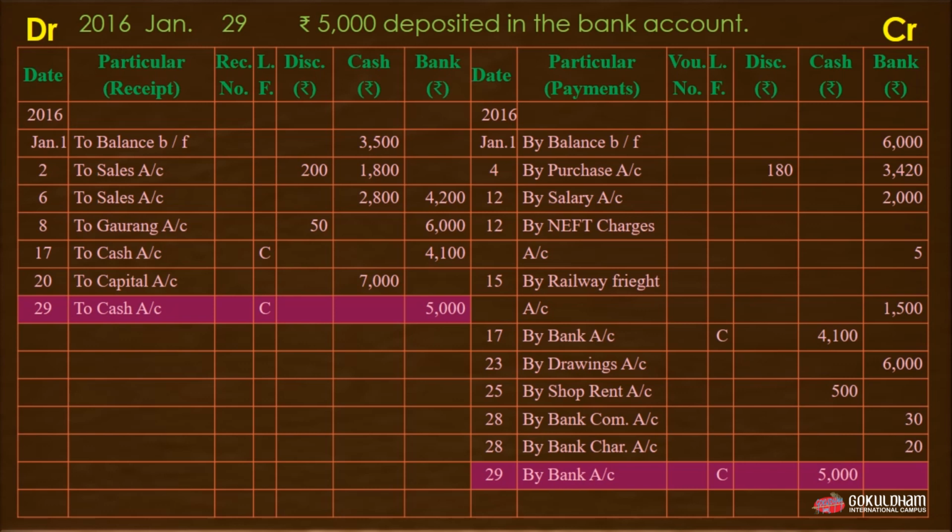Write 29 in the date column, "By bank account", and in the LF column write C, because of this we can identify that it is a contra transaction. And in the cash column write 5,000 rupees. Then on the debit side, write 29 in the date column, and in the receipts column write "To cash account". In the LF column write C, and in the bank column we write the amount, 5,000 rupees.